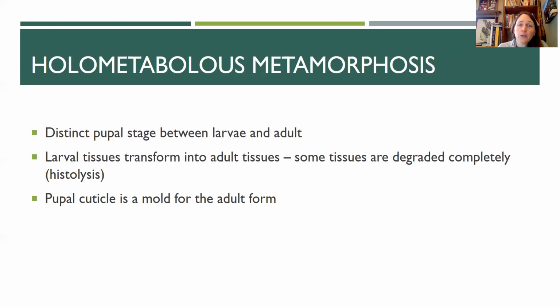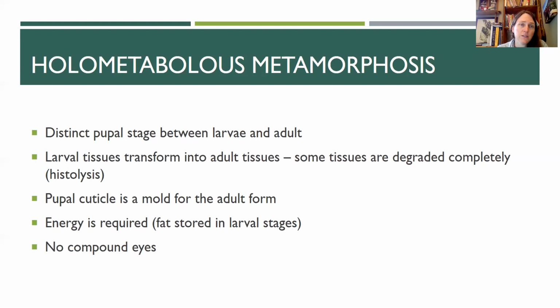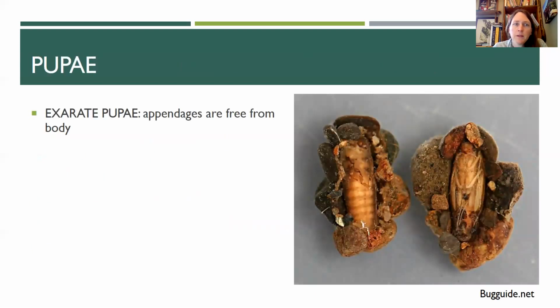So the pupal cuticle then becomes a mold for the adult form in a holometabolous organism. And there's a lot of energy required, so a lot of fat has to be stored in the larval stages to allow for this complete metamorphosis. One of the differences, this was a question that was asked, is what are the differences between hemimetabolous and holometabolous adults? And one of the biggest differences is that holometabolous adults don't have compound eyes, but hemimetabolous adults do. So it's kind of interesting because they're going through a more complete metamorphosis, but they don't develop as complex a visual system.